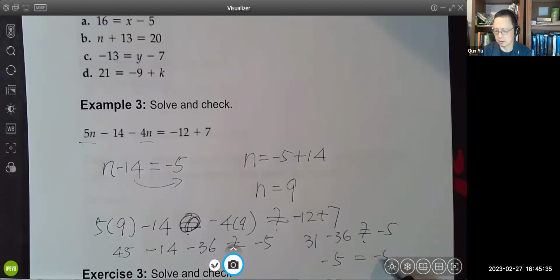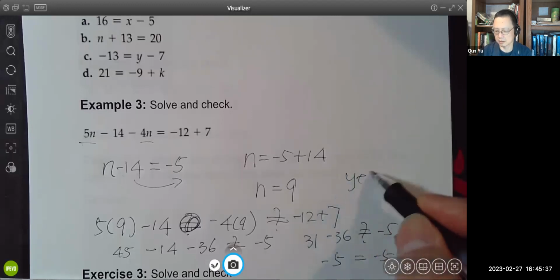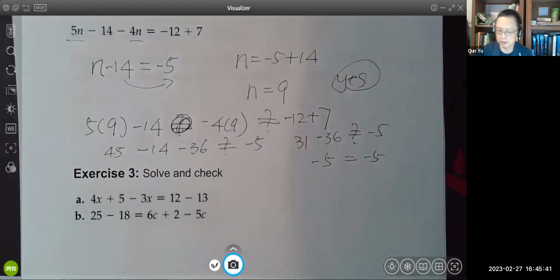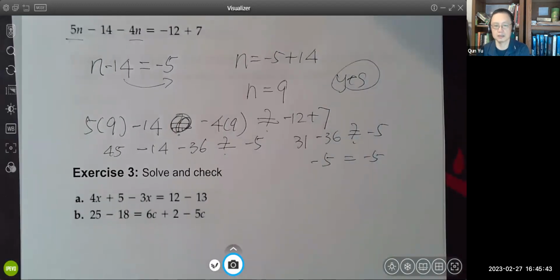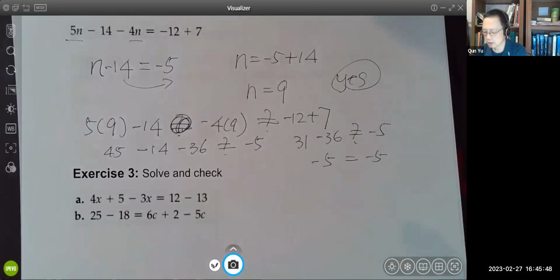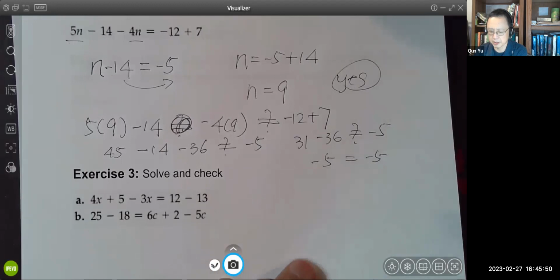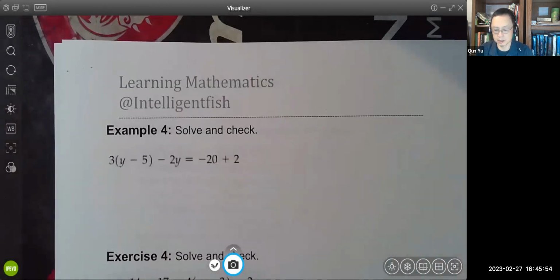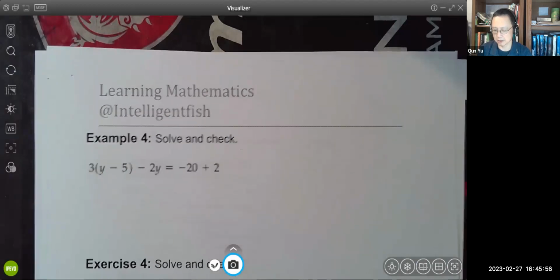So they are equal. So the answer is yes. This is the answer. We get a correct answer. Now this is your exercise number 3. Let me see if there's more exercise on the next page. So the first tool, we don't have more exercise for a third example.